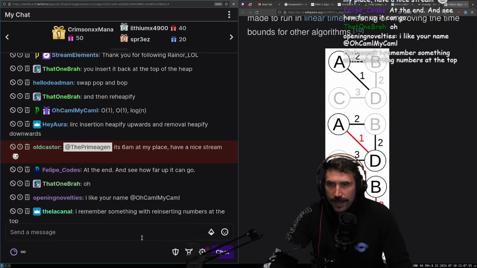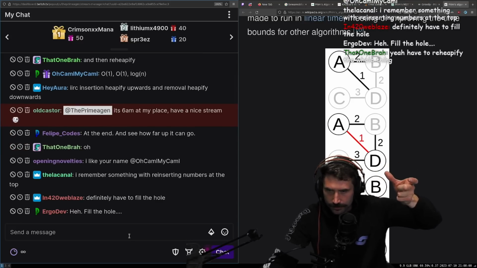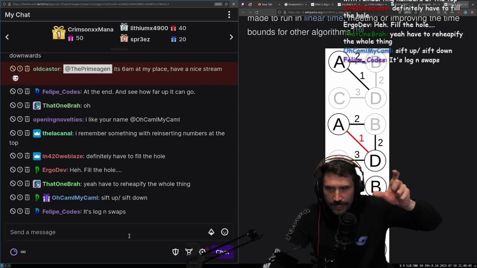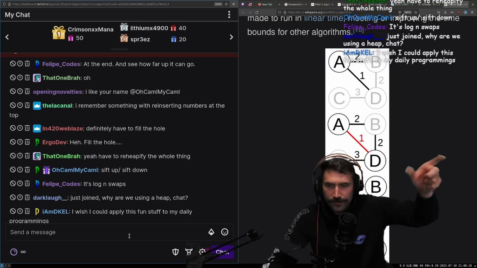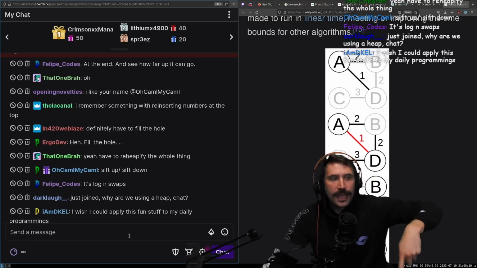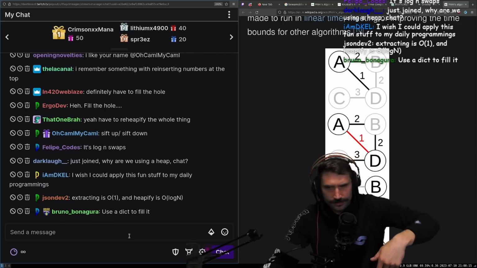You can't just remove from the middle. It makes no sense. You have to swap from the middle. Update requires the swapping. Right? You definitely have to fill the hole. You have to swap it. Whenever you insert, you add it to the end and heapify up. When you pop off the top, is that heapify down? Yeah.